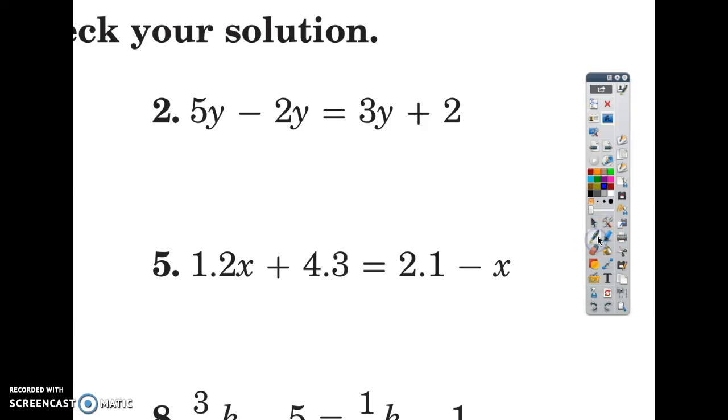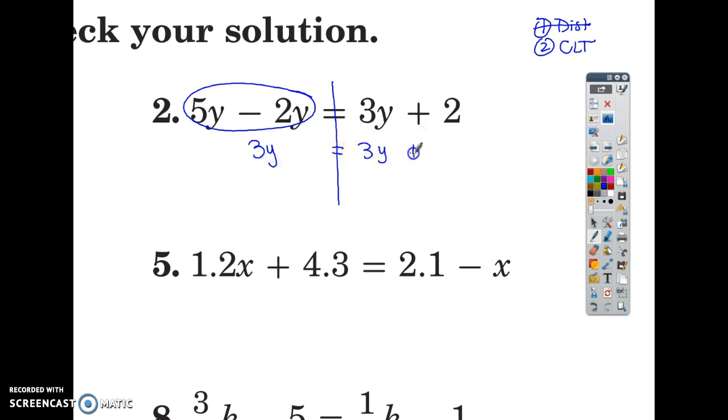Okay, I'm going to do problem number 2 really quickly with you. There's no distributing because there's no parentheses. No combine. Oh, there's combining here. So no distributing, but there is combining because these two look alike. So 5y minus 2y, you have to combine those two. That gives you 3y equals 3y plus 2. You just bring down that other side.